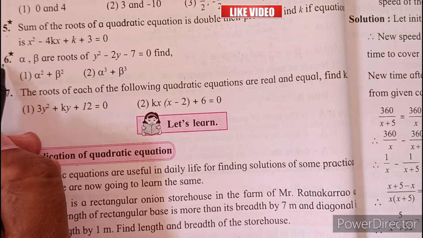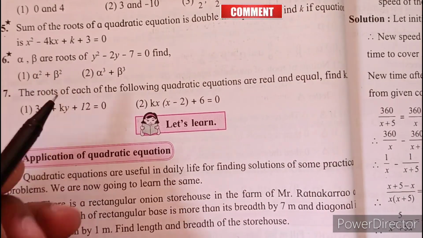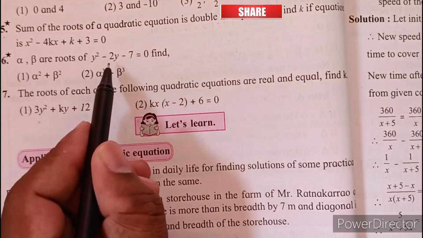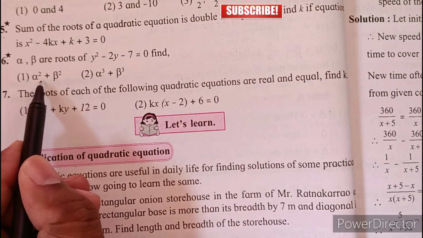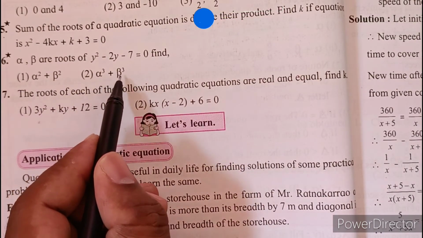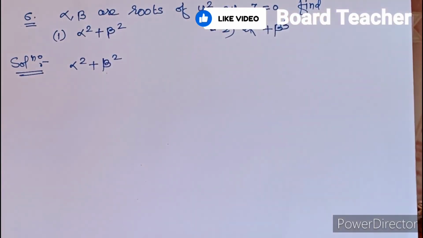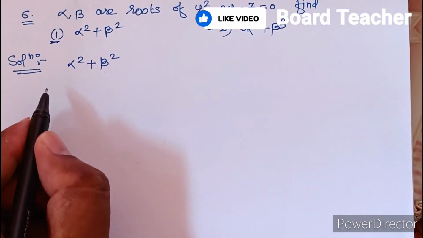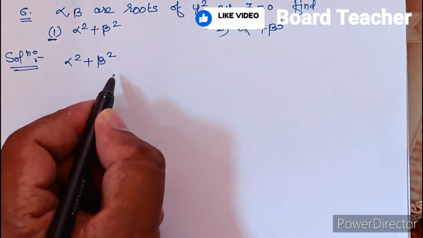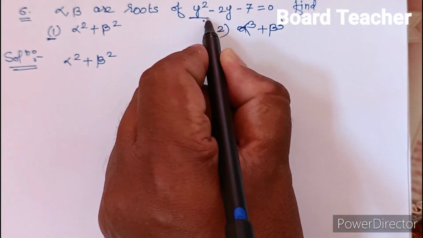Now coming to the next question, that is find the values of alpha and beta when these alpha and beta are the roots of this equation. Now we have to find these values, that is alpha square plus beta square and alpha cube plus beta cube. Now here the question is written as it is, the question number 1, that is alpha square plus beta square. We have to find the values of alpha square and beta square when the quadratic equation is given.